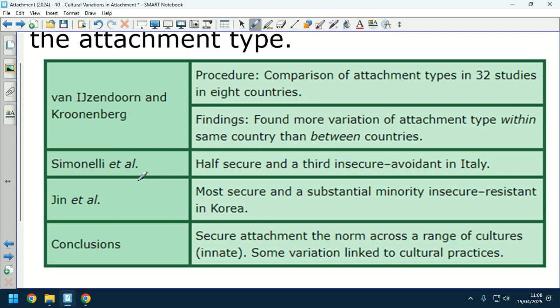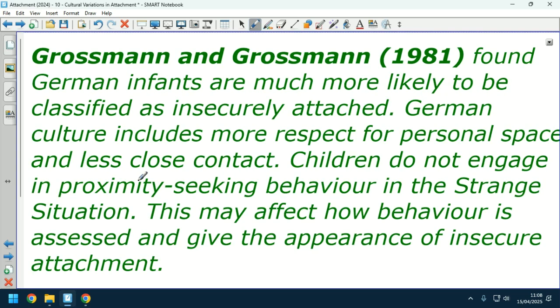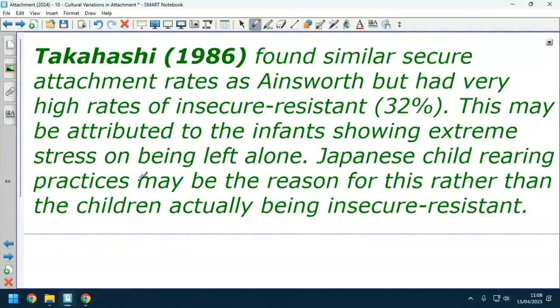Now, I've mentioned two other studies. One of them was Grossmann and Grossmann, and the other one is Takahashi. The reason you may use these is that if we look at either the Strange Situation or at Bowlby, we can use them as evaluation points as well. And we see that culture may influence what the attachment looks like. Grossmann felt that German culture includes respect for personal space. And as such, when they were evaluated using the Strange Situation, they found a significantly higher amount of insecure avoidant children. In contrast, Takahashi, who replicated Ainsworth's research exactly in Japan, found a higher rate of insecure resistant children, as you see here, of 32%. But of course, what we can attribute this to is how we raise children.